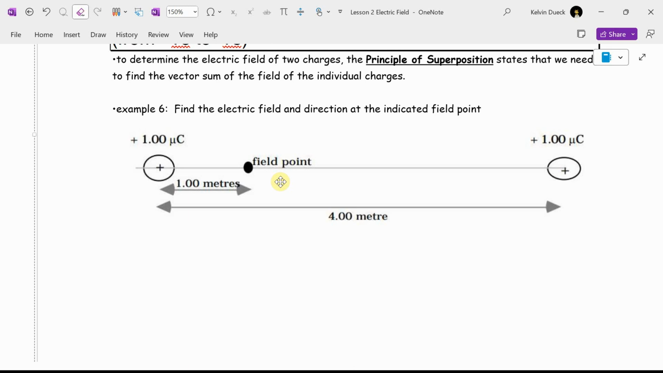What does example 6 want me to find? Magnitude and direction at that point. How many charges did they give me? What would I do if I was clever before I even started? Do you remember?